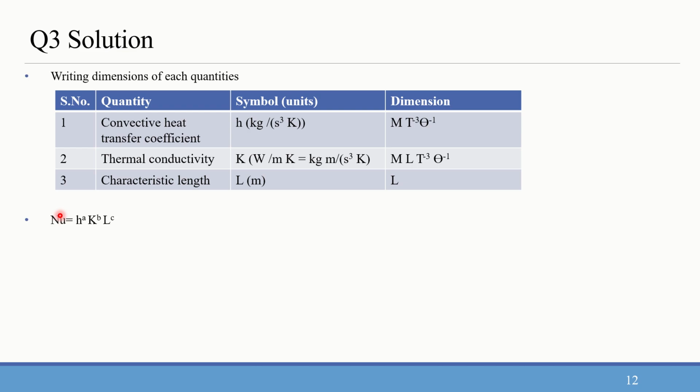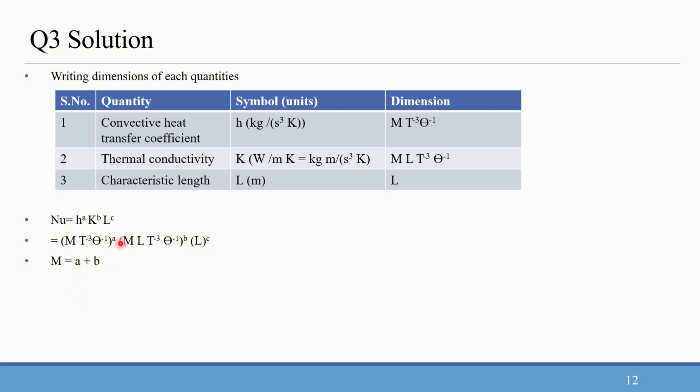So nu is equal to h power a, k power b, l power c. Now we are substituting all the dimensions which we have obtained till now into this equation. So nu is equal to m into t power minus 3 into theta power minus 1, the whole to the power of a, and k is m into l, t power minus 3 theta power minus 1, the whole to the power of b, and L to the power of c. We have just substituted all those things which we have found out from here back in the equation.